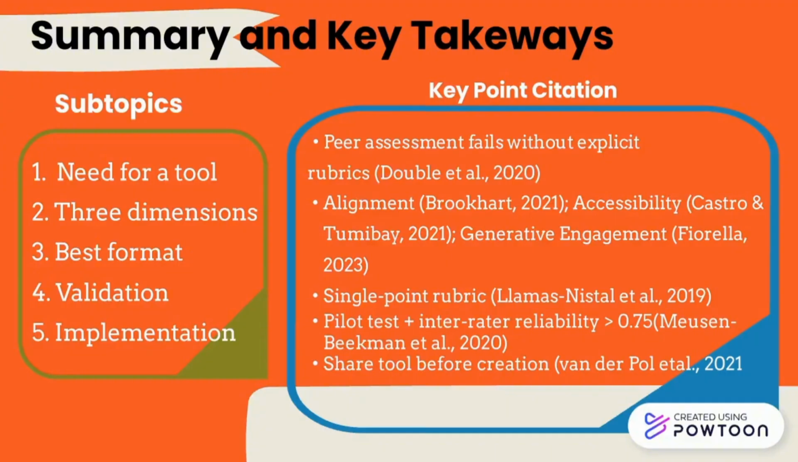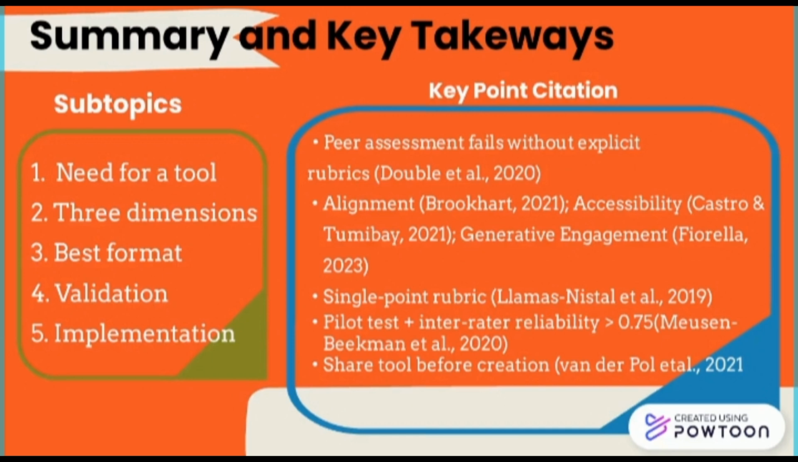Lamas Nistal et al. 2019 found it improves feedback quality by 34% compared to analytic rubrics. Fourth, validate your tool with a pilot test. Aim for inter-rater reliability above 0.75, as recommended by Amosin Beckman et al. 2020. Fifth, share the tool before creation. Vanderpool et al. 2021 show this reduces revision requests by 40%.